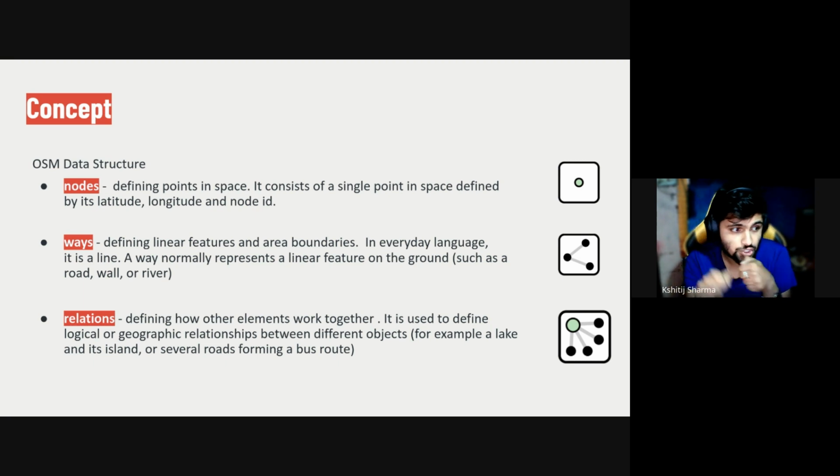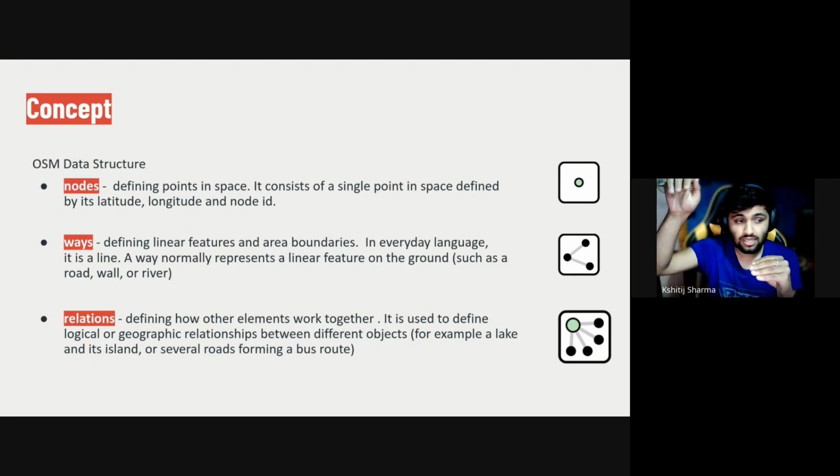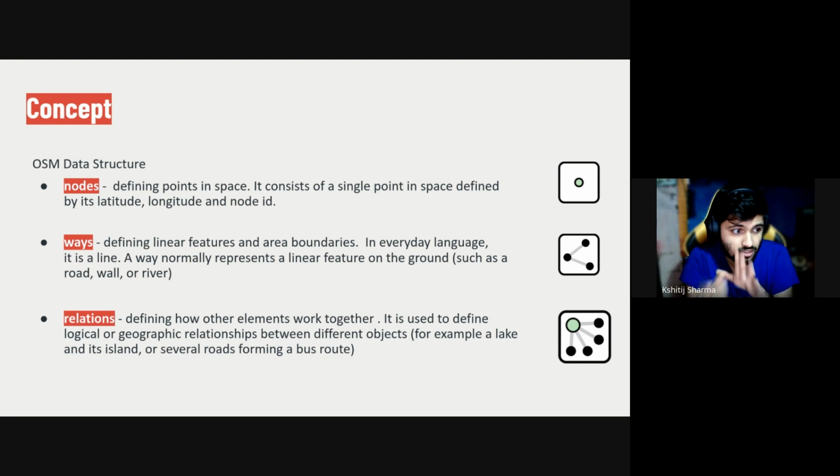You just stitch them together, and if the first point of your string is equal to the last point, then it is a polygon, an enclosing polygon; otherwise it's a line string. So ways divide into line strings and polygons. As defined in the presentation, it's a linear feature and area boundaries. You can represent buildings as ways, roads as ways, and rivers as ways.